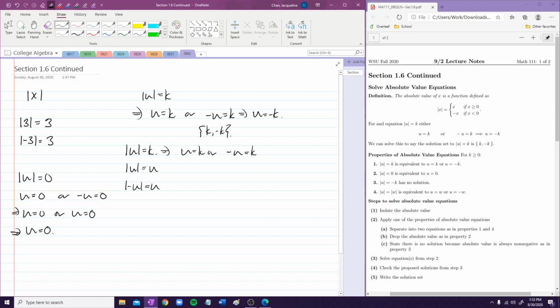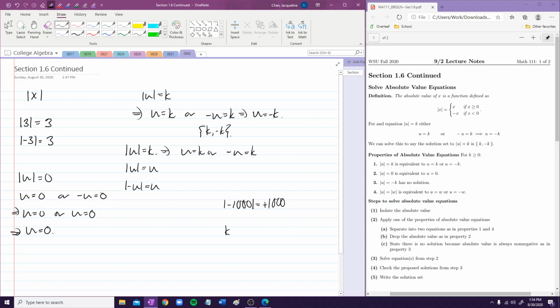The third property: the absolute value of u is equal to negative k has no solution. Why is that? Because the absolute value always spits out a positive number. That's why we say k is greater than or equal to 0. Because if k is positive, negative times a positive gives you a negative. But absolute value, you can say even negative 1,000, will still give you a positive 1,000. Absolute value always gives you a positive, so therefore it can never equal a negative number. Remember, k has to be greater than or equal to 0.